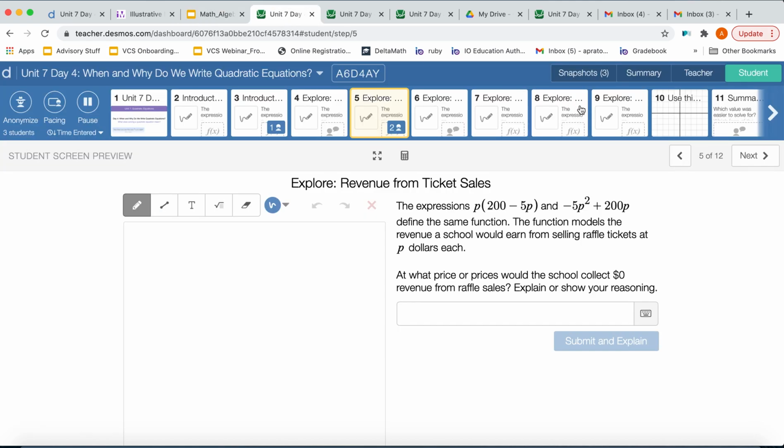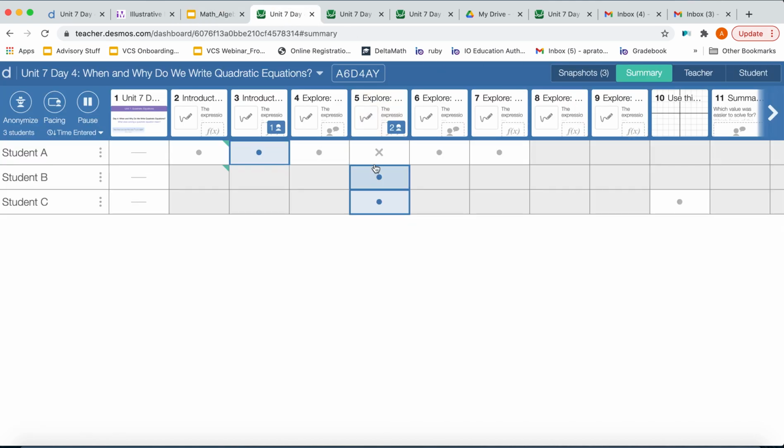So I'm going to go back here. I'm going to go to the summary, and I have 3 students' work. Usually you would have multiple students' work on the screen. You can choose which student work to feature based on the type of conversation you want to have.